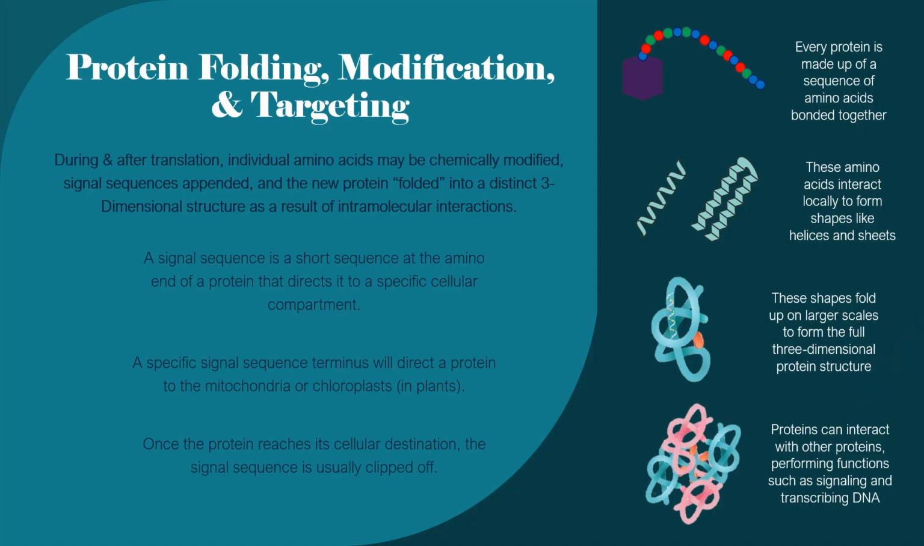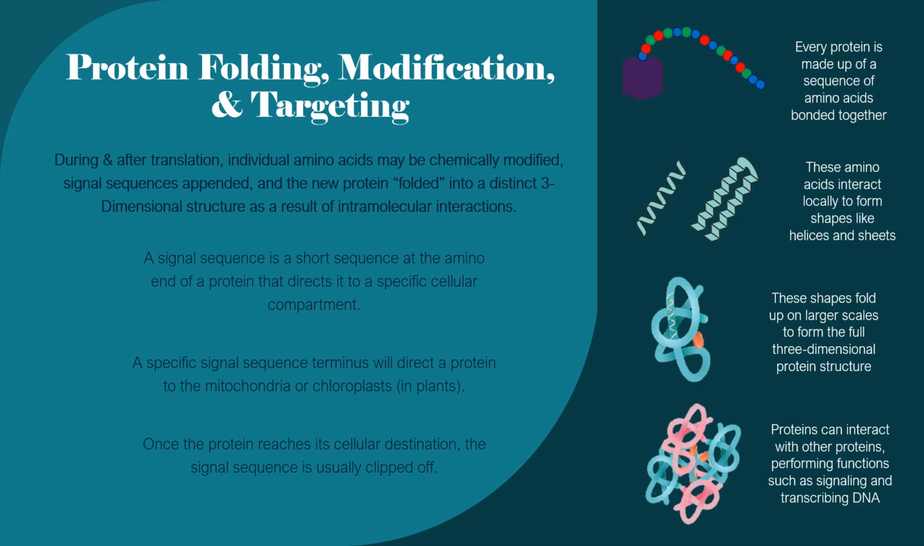Okay, so we are wrapping up the making of a protein by folding, modification, and targeting. So basically it says during and after the process of translation, individual amino acids may be chemically modified, signal sequences appended, and the new protein folded into a distinct 3D structure as a result of intramolecular reactions. So I like to show on the side here what we have because I've kept the same color scheme along. So again, we're ending in that ribosome, and we remember those tRNAs had made this long chain of amino acids because they read those triplet codons from the mRNA.